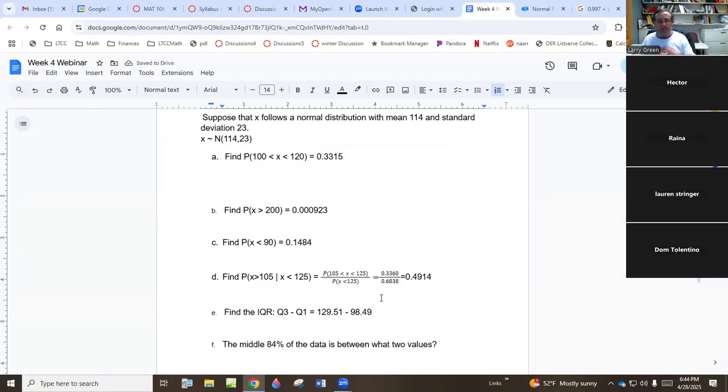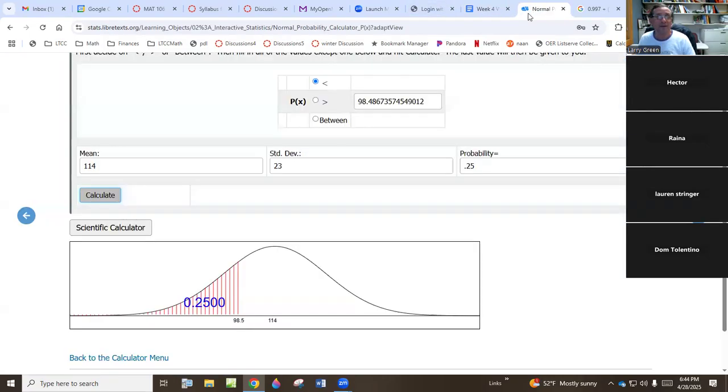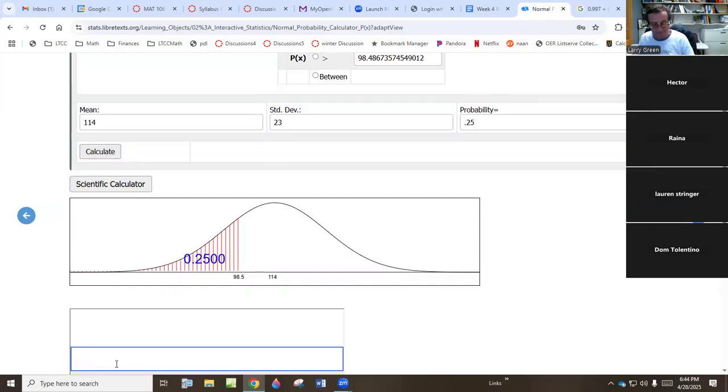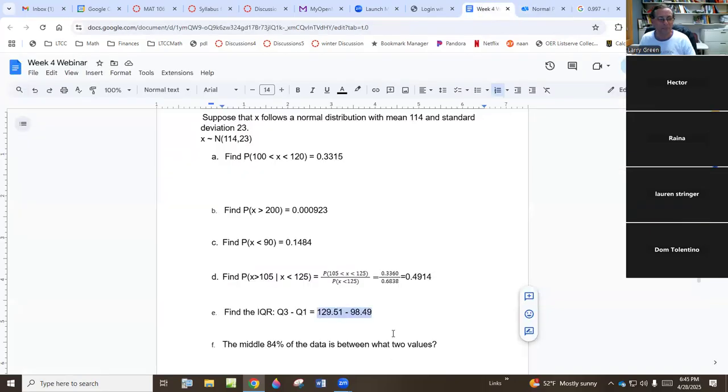Any questions? Any questions on that subtraction? And then the easiest thing to do is I copy it. I'll put that right into the scientific calculator. And it's 31.02. Any questions on that?